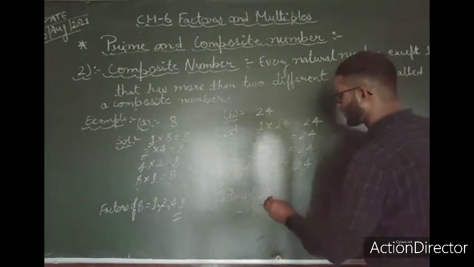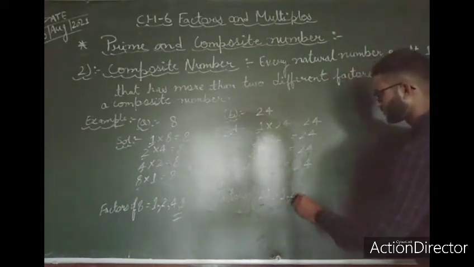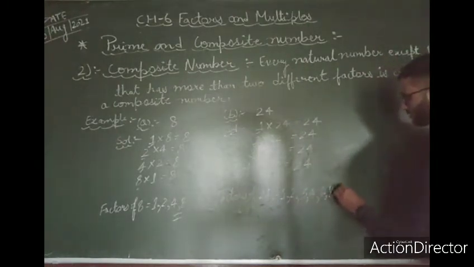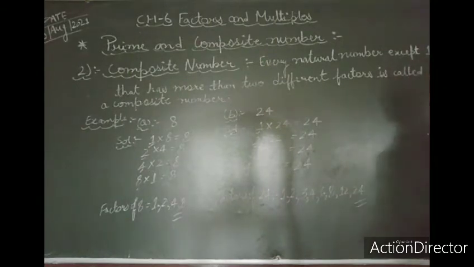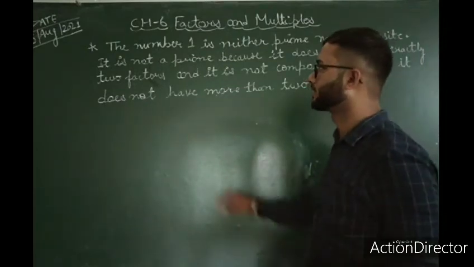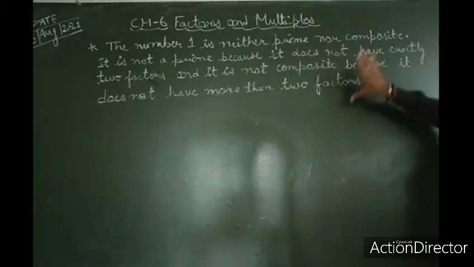Factors of 24 are 1, 2, 3, 4, 6, 8, 12 and 24. These are the factors of 24 here. Dear students, remember one important point here. The number 1 is neither prime nor composite.